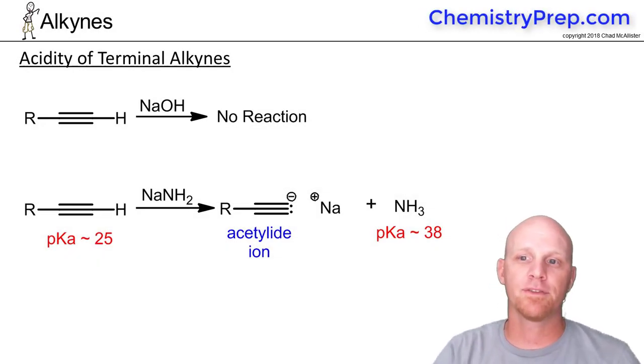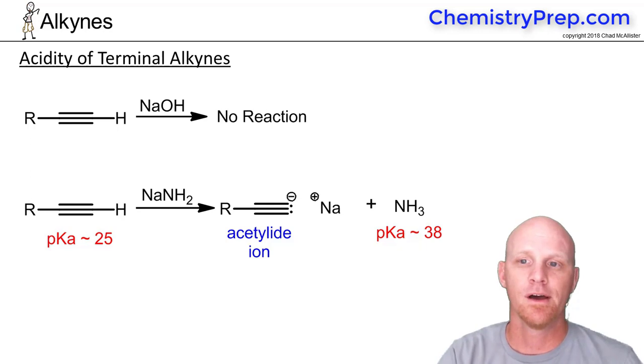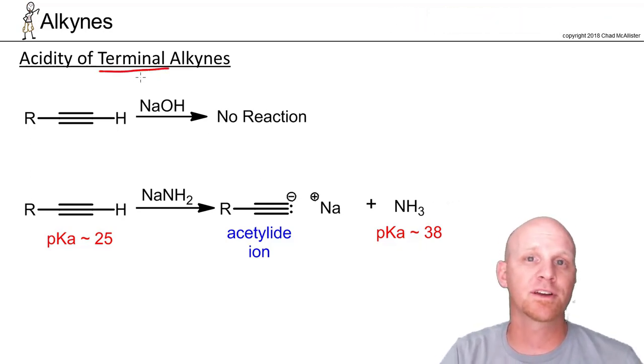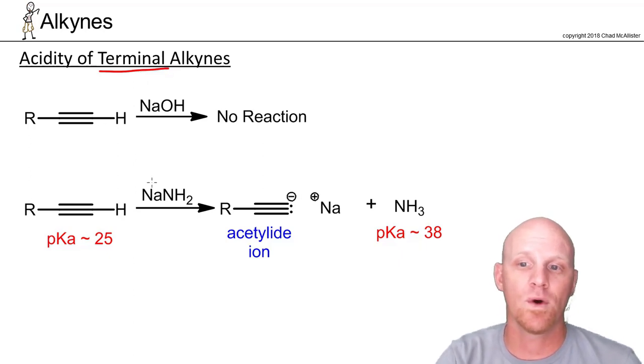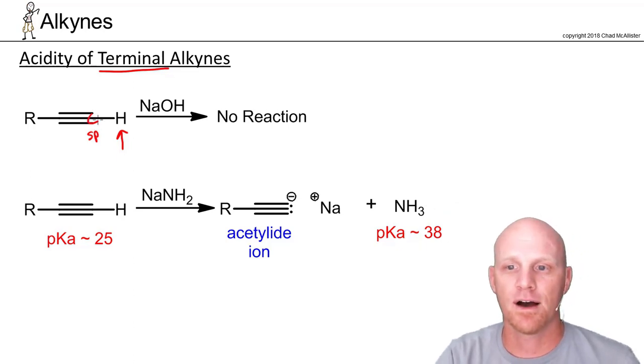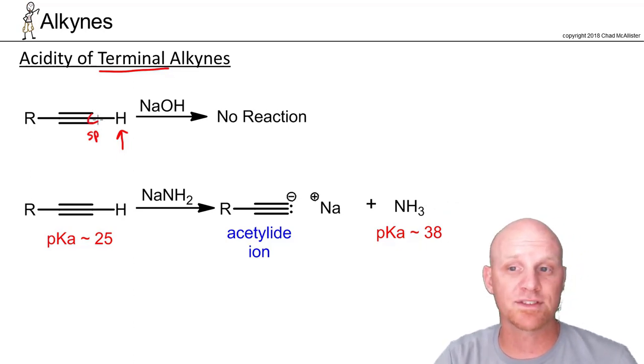So let's take a brief look at the acidity of a terminal alkyne. First of all, let's take a look at that word terminal. That's when your alkyne, your carbon-carbon triple bond, comes at the end of the carbon chain. When that happens, you're going to have a hydrogen bonded to one of your sp hybridized carbon atoms. The alternative is an internal alkyne, where this is not possible.